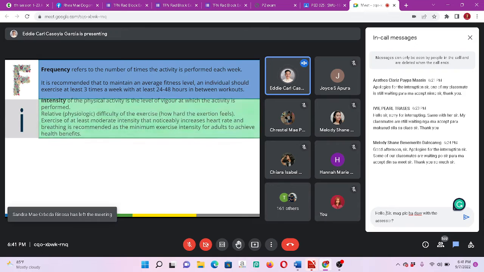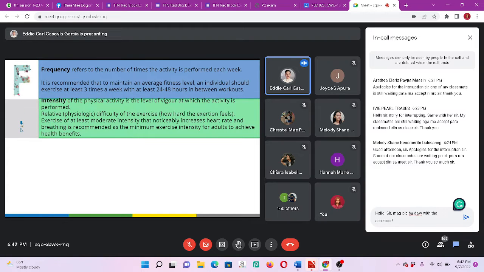And then for the intensity, this is the level at which the activity is being performed. So for the intensity, girls and boys, we only have 3 intensities: light, moderate, and high intensity. So since you are all beginners, kindly choose only between light and moderate intensity for your program later. Okay, so I will give you an example later, the actual format, the actual file of the exercise prescription for both cardio and strengthening.